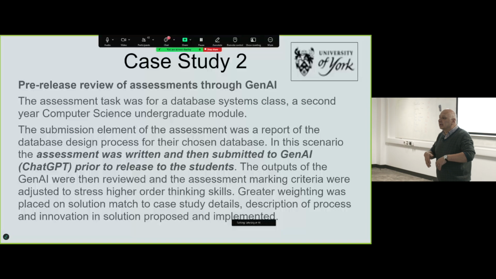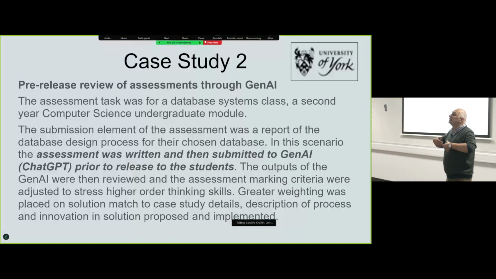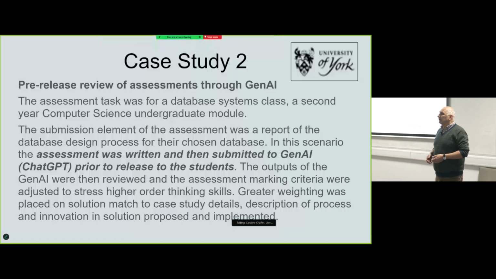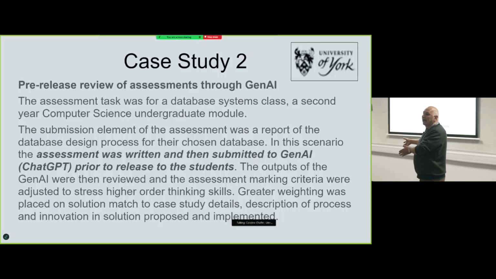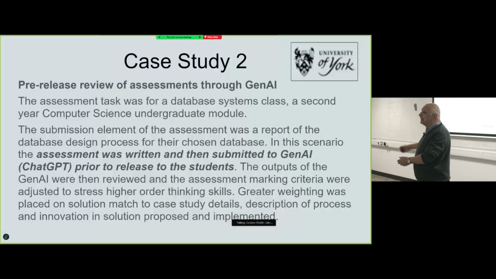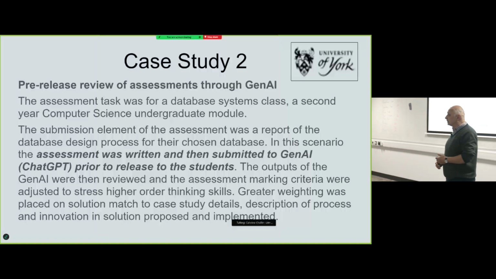And I felt that I was justified in doing that because we'd done it in class. And if the students had paid attention, then they could have done that. And if they hadn't, then with ChatGPT, they'd have to read it to understand what the process was.